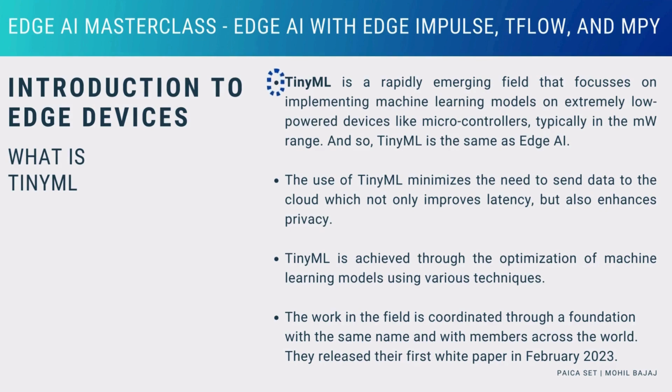TinyML is a rapidly emerging field that stands at the crossroads of machine learning and embedded systems. It focuses on developing machine learning models that can operate on extremely low-powered devices, like microcontrollers, typically in the milliwatt range. And so, TinyML, edge machine learning, and edge AI are all terms used to describe the same broad concept.